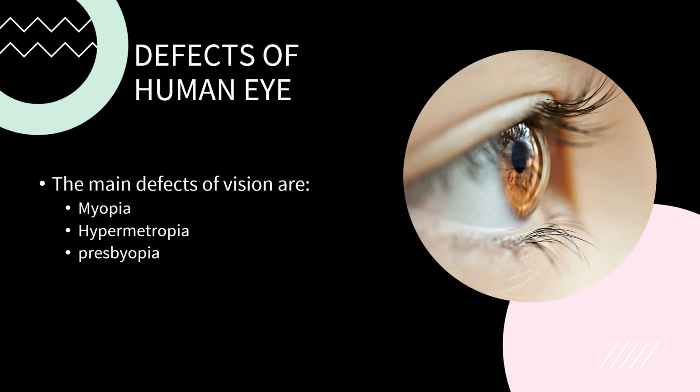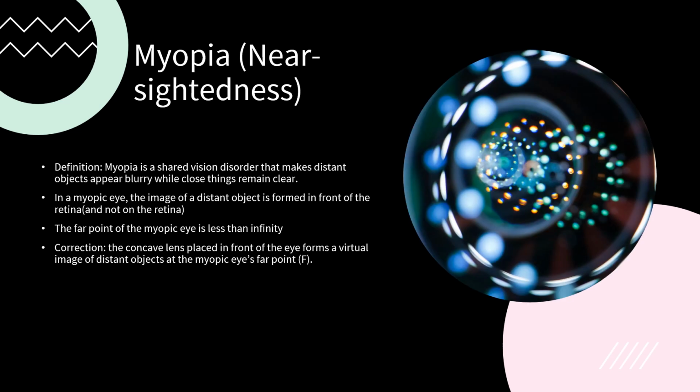There are two other defects of vision, that are hypermetropia and presbyopia. We'll discuss these two in the upcoming slides. As you have seen what is myopia, please take a look at this line that is telling us about myopia, or known as nearsightedness. Now let's go to the next slide.